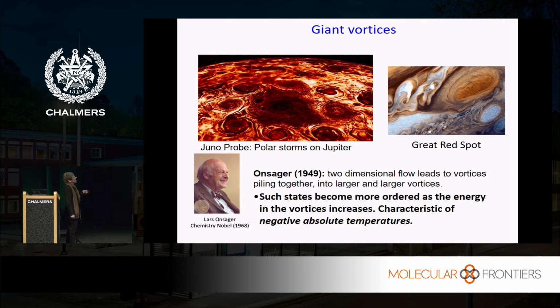And the question is, how does it persist? How can we explain its existence in time? So in 1949, as I said, Onsager was looking at two-dimensional flows and said that two-dimensional flows lead to vortices piling together into larger and larger vortices, which persist in time. And such states become more ordered as the energy in the vortices increases. So again, we are going towards those negative absolute temperatures.